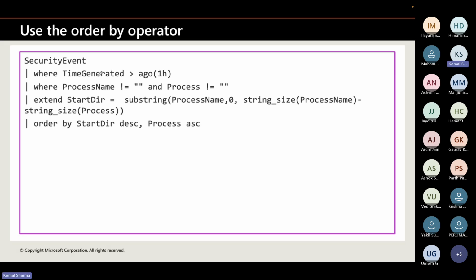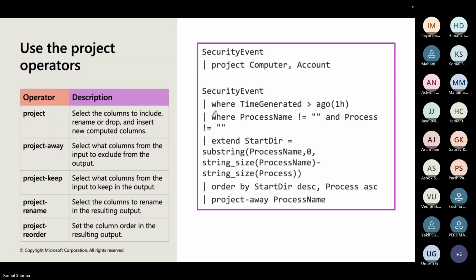Next is your order by. You can use this order by operator, for example, when you want the rows in your result to be displayed in a particular order. Like here, this is order by descending order, or order by ascending order. You want the result to be displayed ordered by start time in descending order, but the process should be ascending.